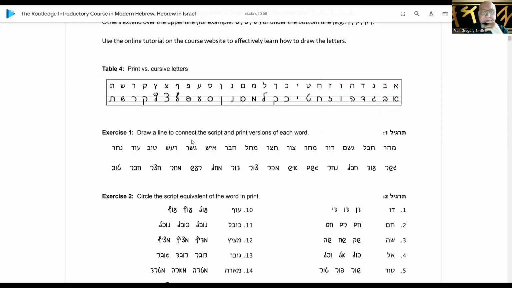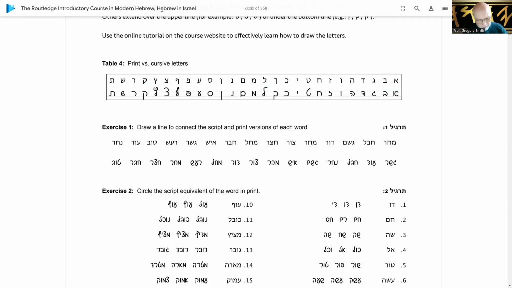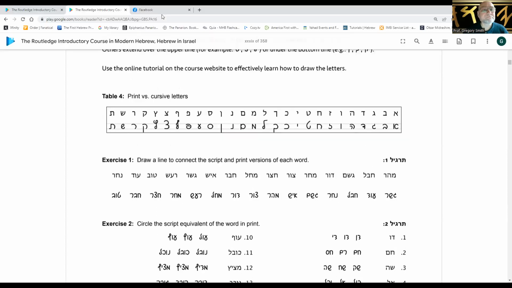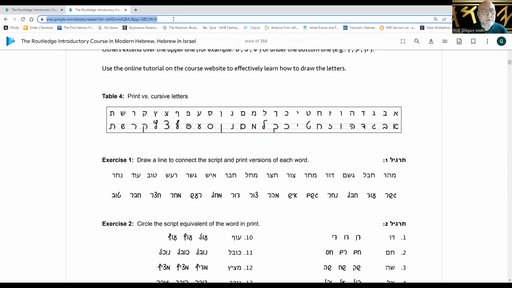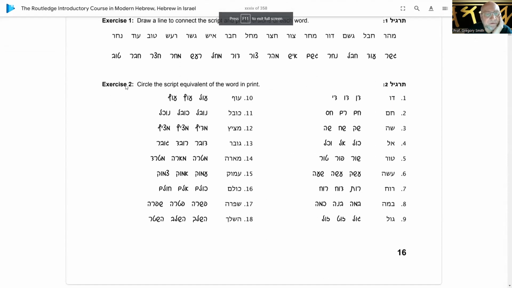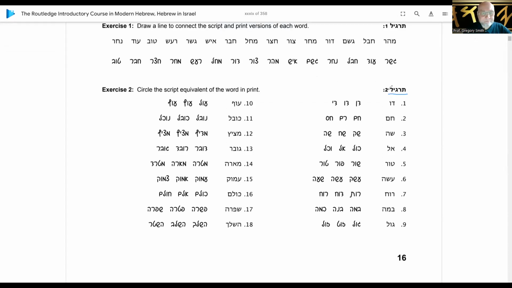And last time, if you remember, we did this exercise here, Targil Lamuan. We got that one done, and so we connected all these here. So now we're going to do these here. It says circle the script equivalent of the word in print. Okay, so this is Targil 2, exercise 2.